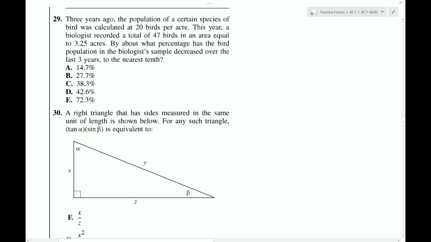3 years ago, the population of a certain species of bird was calculated at 20 birds per acre. Notice the fractional unit here: birds per acre. This year, a biologist recorded a total of 47 birds in an area equal to 3.25 acres. So again, here we have a fractional situation. By about what percentage has the population increased?